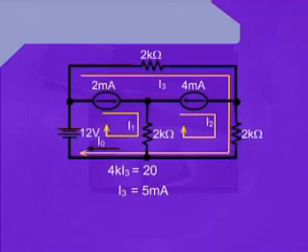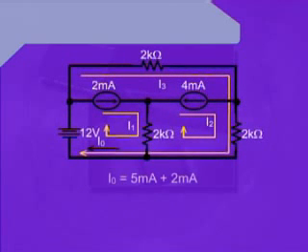Now, because we are aiming to calculate the value of I naught, we can see from the circuit that I naught is the value which is shared among the two meshes, mesh number 1 and mesh number 2. Therefore, we can write I naught is equal to I1 plus I3. Hence, I naught is equal to 5 milliamperes plus 2 milliamperes. That will be equal to 7 milliamperes.